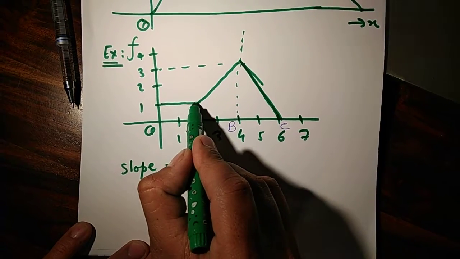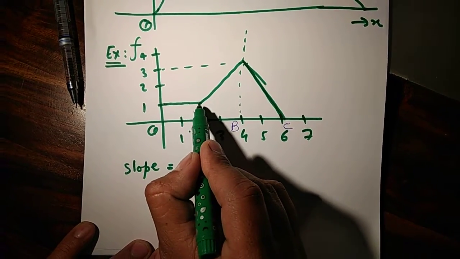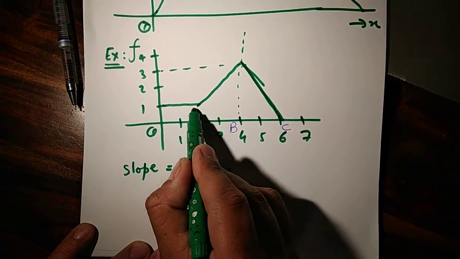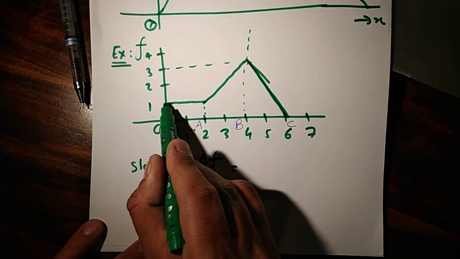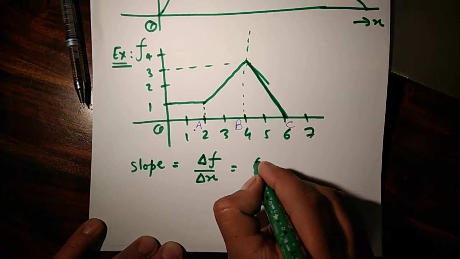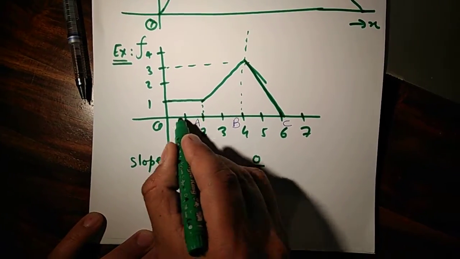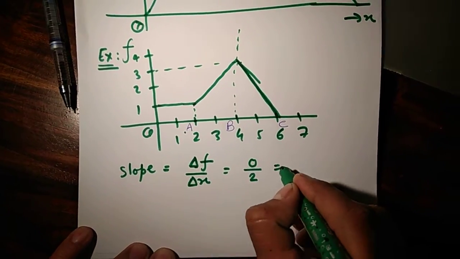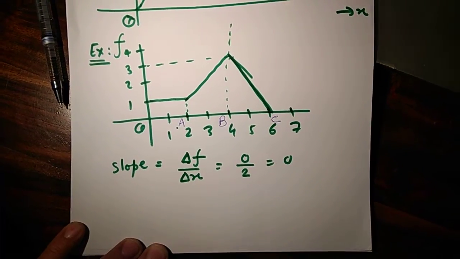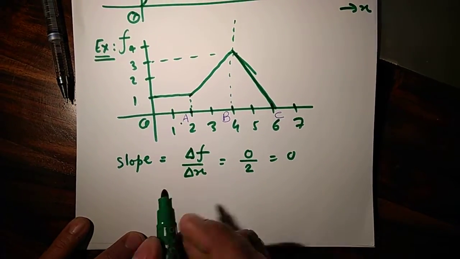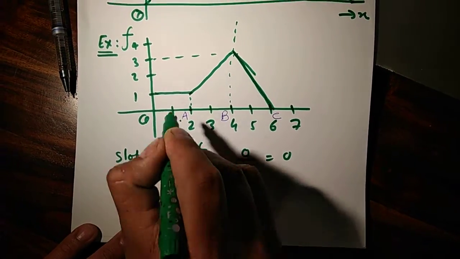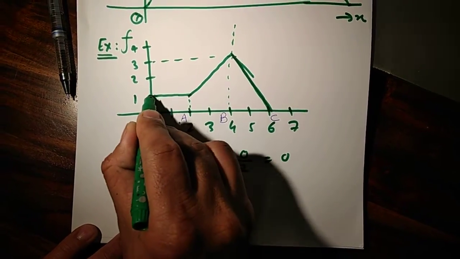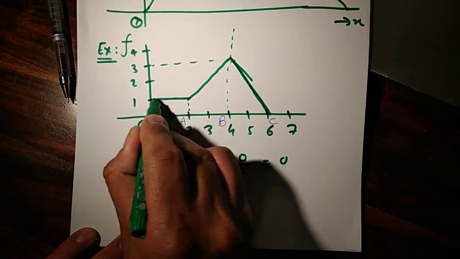You can take any 2 points on a line, it doesn't matter. So for example, you can take this. What's delta f? Delta f is 0. The value of the function is 1 here, and it's also 1 here, so between these it's 0. Delta x, let's say 2. So the slope is 0, which is what you know. It's horizontal, so the slope is 0. Let's call this segment 1.